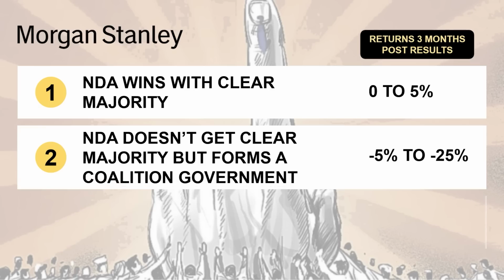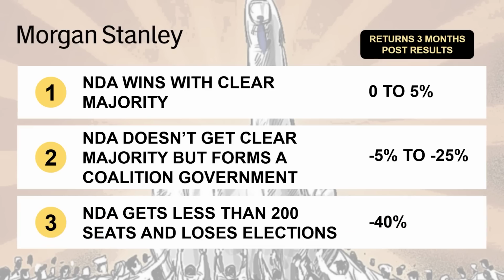Scenario 2 is if the current government doesn't receive a clear majority and a coalition is formed, the market may fall between 5 and 25%. And if the NDA government loses and gets less than 200 seats, then the stock market could crash by a massive 40%, which is their worst case scenario.